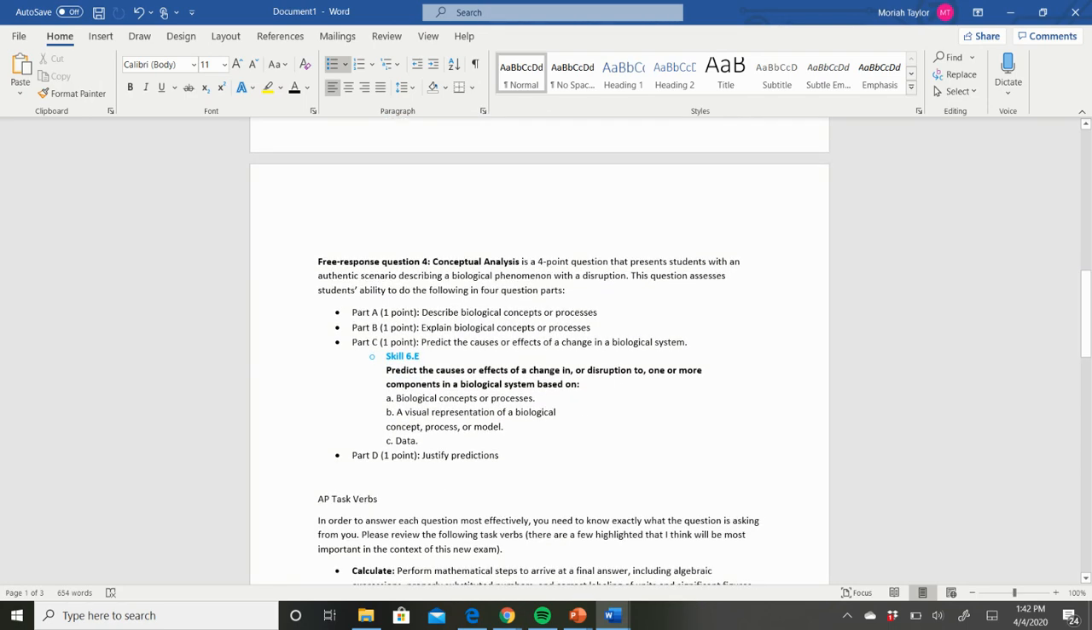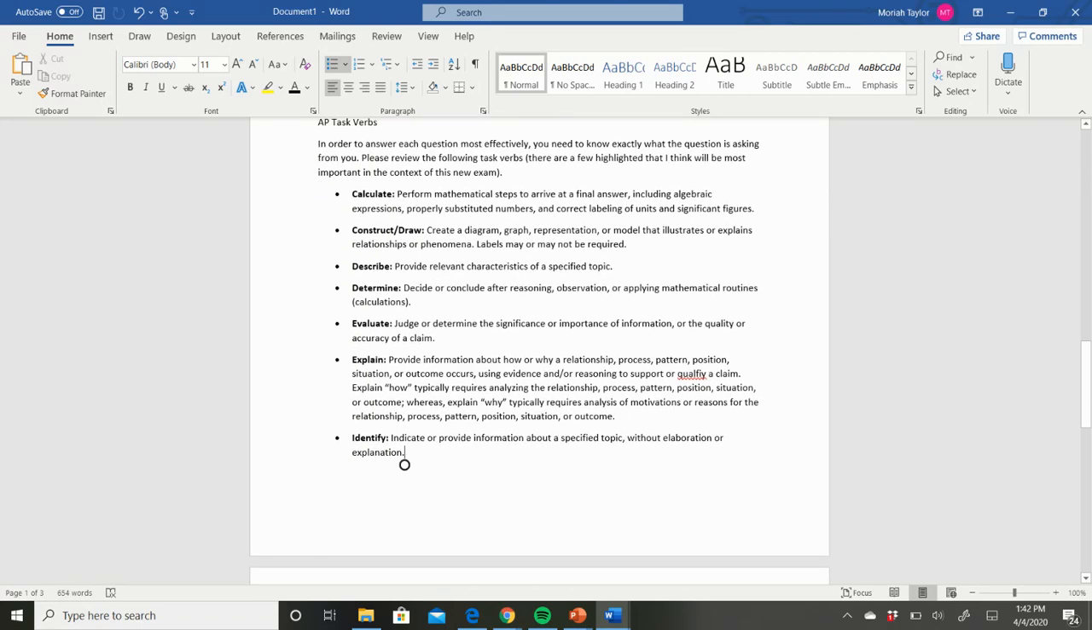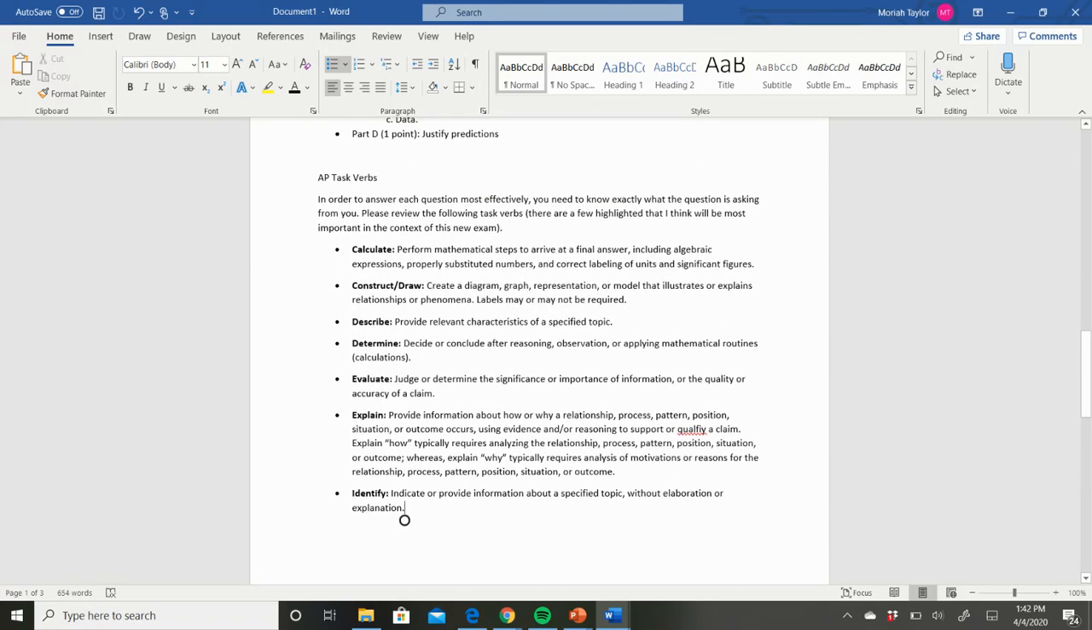All right. So I also put the task verbs on here. These are all the task verbs that are in my classroom right now. Just make sure that you go through all of them and make sure that you know exactly when the test says, for example, describe, you know exactly what you're doing. So for describe, it says provide relevant characteristics of a specified topic. So pretty easy, straightforward, just describe some characteristics of this concept that it's asking you about.